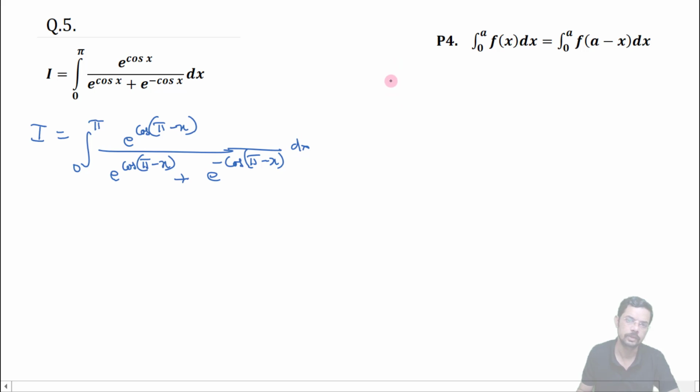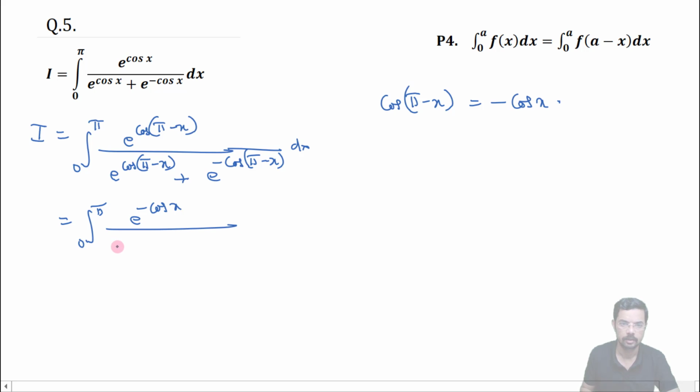Now we know that cos of pi minus x, it is the second quadrant, right? Cos of pi minus x, second quadrant, cos is negative, so minus of cos of x. So we shall replace this again, integral from 0 to pi, e raised to minus cos x divided by e raised to minus cos x plus e raised to cos x into dx. This is the first one, this is the second one.